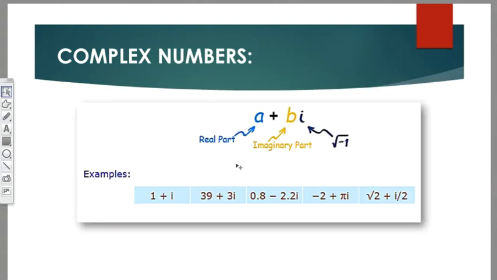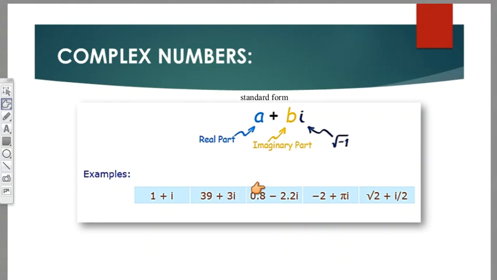All right, here are some examples that we have. Again, a plus bi is what makes up this idea of a complex number. Another thing I want to make mention of is what we call standard form. a plus bi is the standard form for complex numbers. We always like to put our real part first, imaginary part last. So an example: 1 plus i, real, imaginary. 39 plus 3i, real, imaginary.